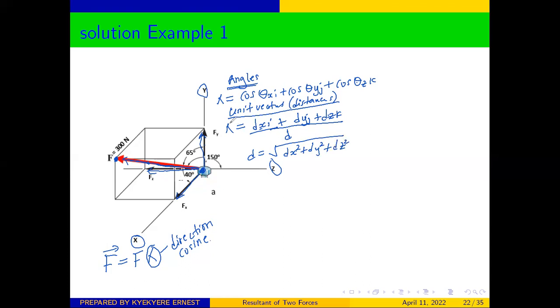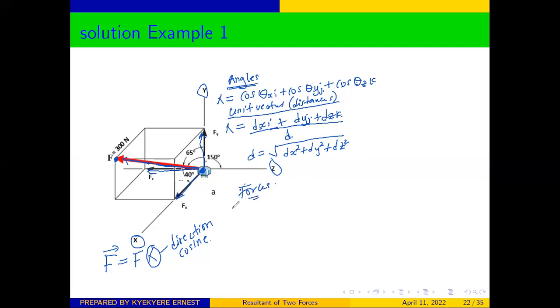And from here, we can also get our direction cosine. So it means that dx over d is the same as cos theta x, dy over d is the same as cos theta y, and dz over d is the same as cos theta z. We can also determine the direction cosine using forces.